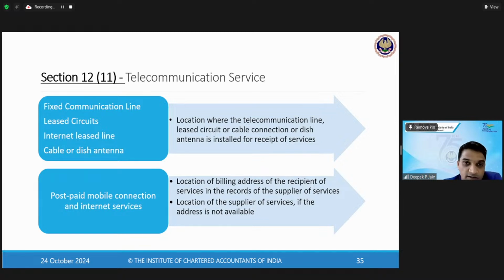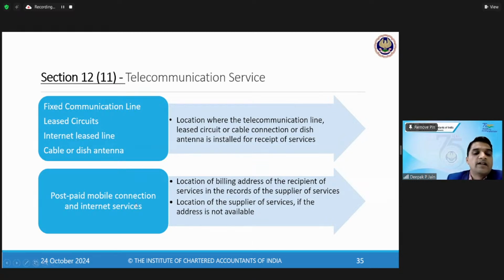So this is like a consumption based tax, wherein in case of fixed communication lines, lease circuits, internet lease line, or any kind of cable or dish antenna, the location will be where the telecommunication line is installed. It also includes, in case of a lease circuit or a cable connection, the place of supply will still be where the installation is happening.